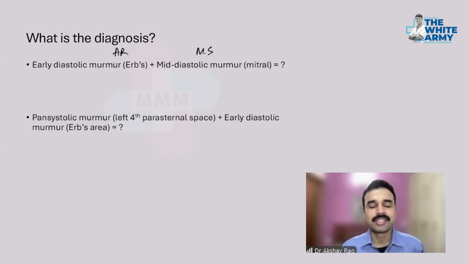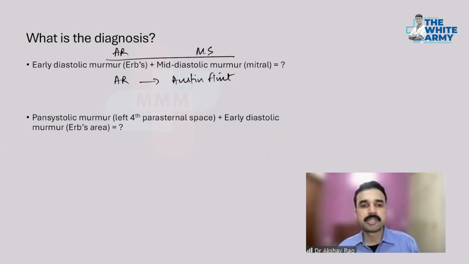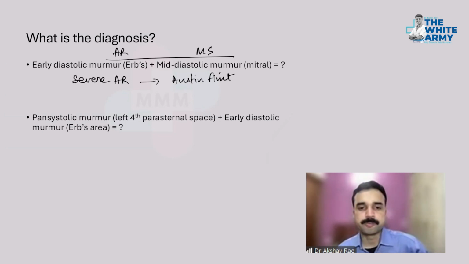Need not be. Generally, if the mitral stenosis is severe, it will not allow the AR to manifest. It will not allow the blood to flow from the left atrium into the left ventricle in a significant amount for the AR to manifest. So having this combination is uncommon and unlikely. The hemodynamics will not allow it to occur. Instead, this is more likely to be AR with Austin Flint murmur. So if you hear an early diastolic murmur in the Erb's area and a mid-diastolic murmur in the mitral area, it's probably severe AR producing Austin Flint murmur.